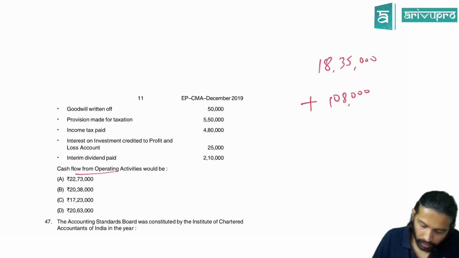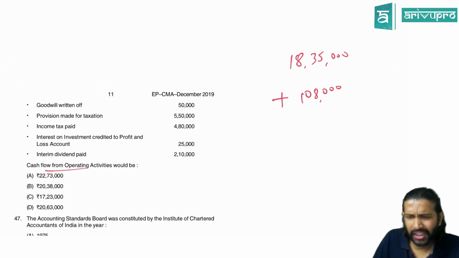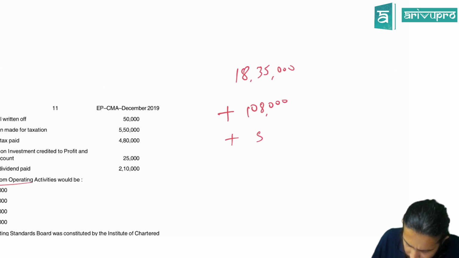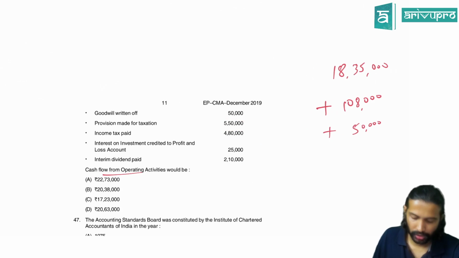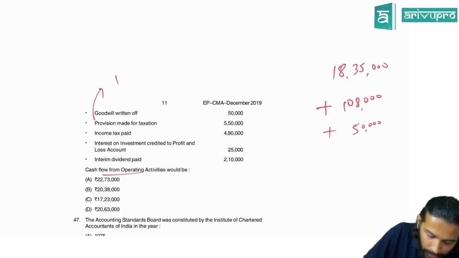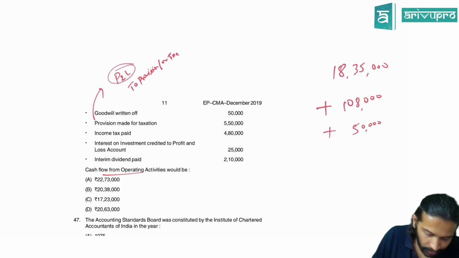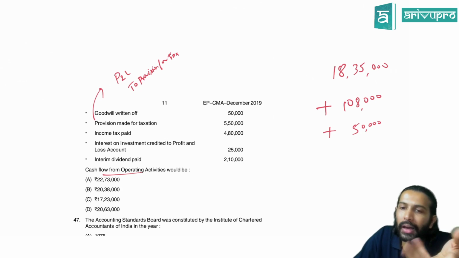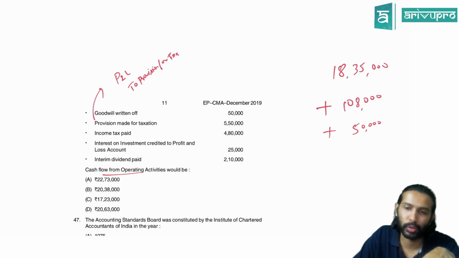Fine. Okay, after depreciation, they've given goodwill. One intangible asset they've written off. Again, this is a non-cash expense. Add back. So add 50,000. Next, they've given provision for taxation. We just now discussed what the journal entry is to make any provision. The journal entry is P&L account debit to the respective provision. Here it is provision for tax. Hence, the journal entry will be P&L account debit to provision for taxation. If it's profit, P&L account will have a credit balance. If you have debited, profit has been reduced.